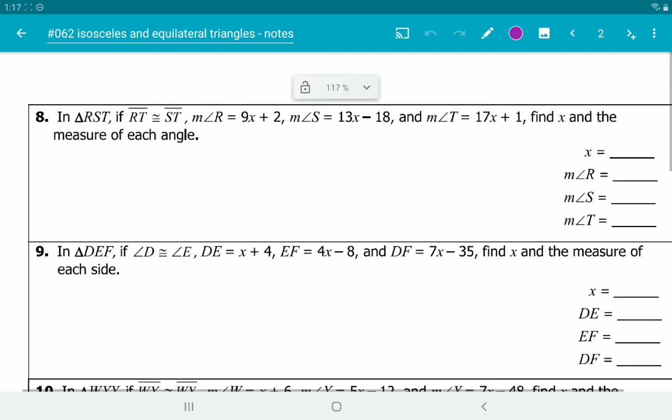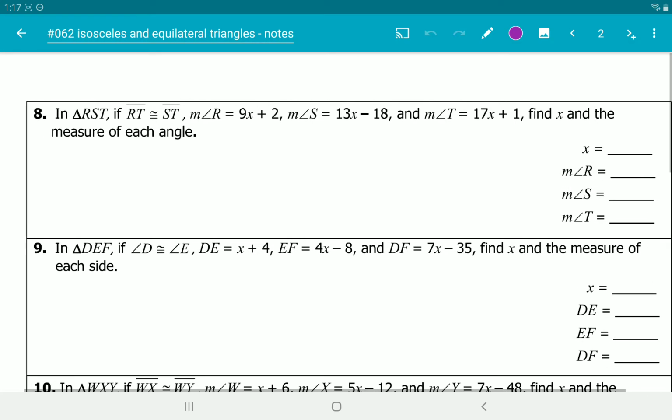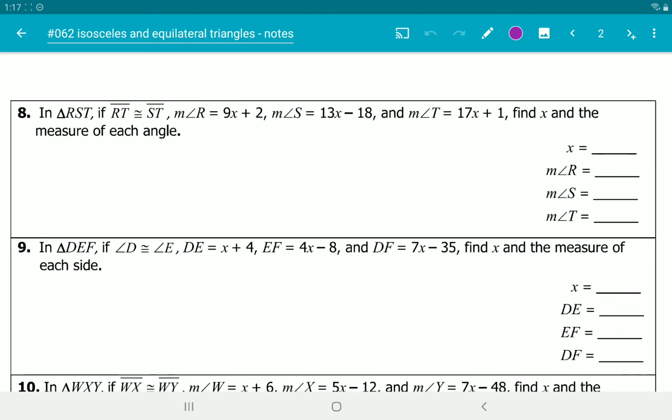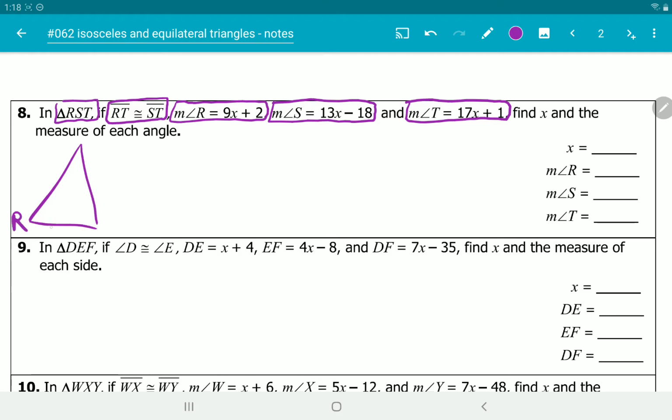So looking at number 8, we're going to go ahead and read it first, and we're going to try and draw a diagram. So in triangle RST, we're going to need this information. We know that RT is the same as ST, so these two sides are the same. And then it gives us the measure of angle R, angle S, and angle T. So let's draw my triangle RST, where RT and ST are the same.